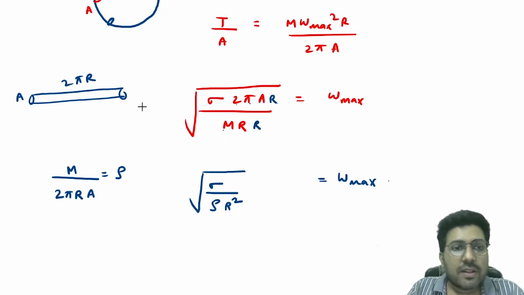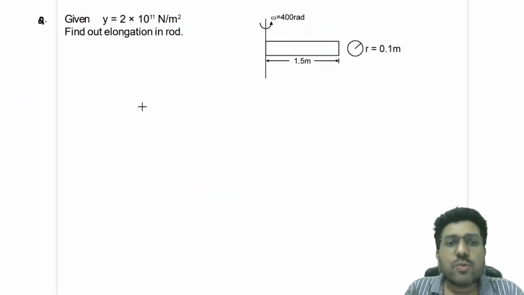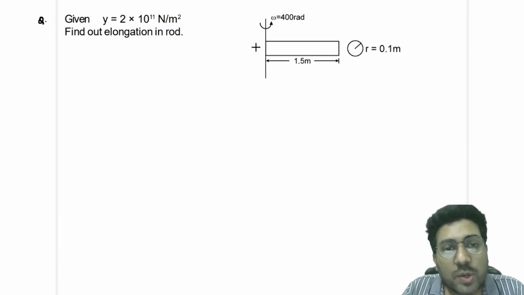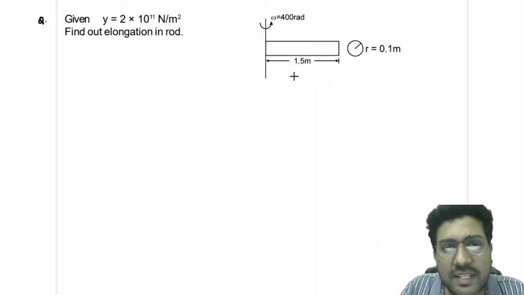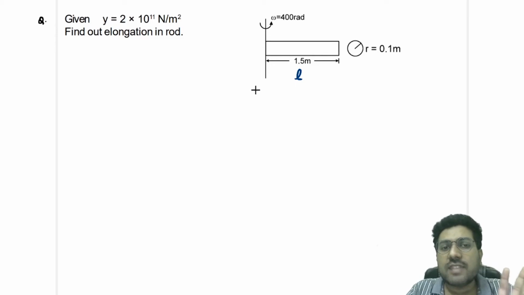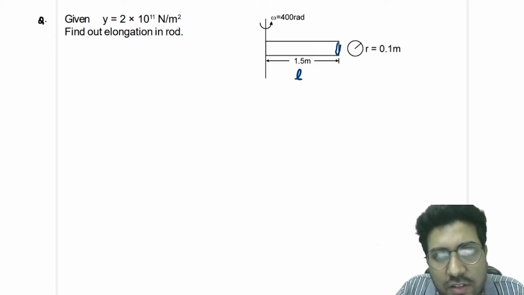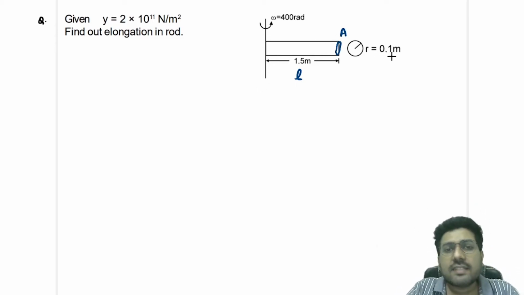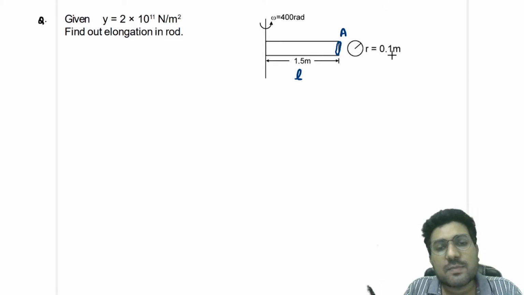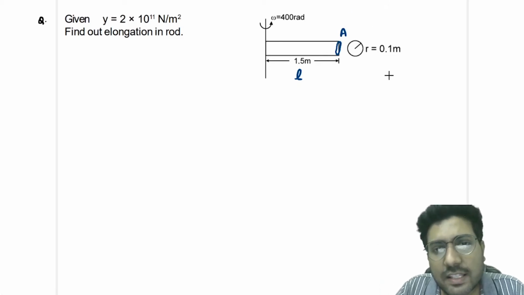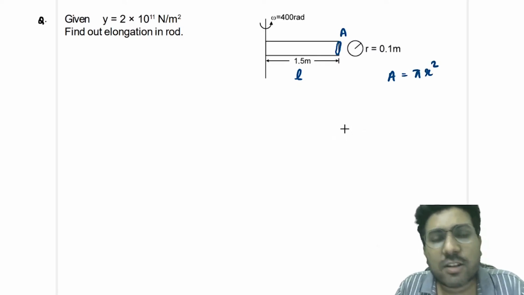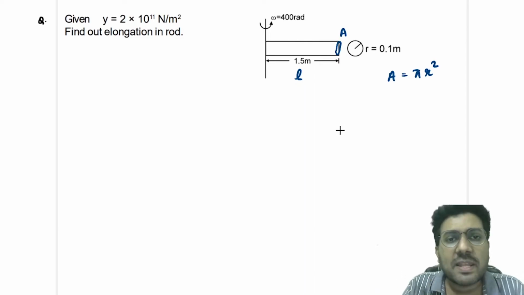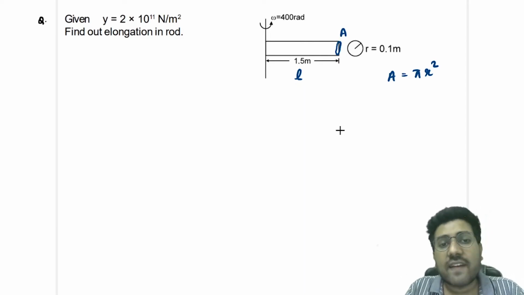Okay, now let us look at the next question. You have a rod which is rotating about this axis with an angular velocity omega. The length of the rod is given. I will solve it in terms of variables, and this length is suppose L, and the area of the cross section of the rod is A. They have given you the radius, so from that you can calculate the area, that is pi r square. I'll write it in terms of area only. Afterwards, at the end, when you get the answer in terms of the variables, you can put the values to get the final result.